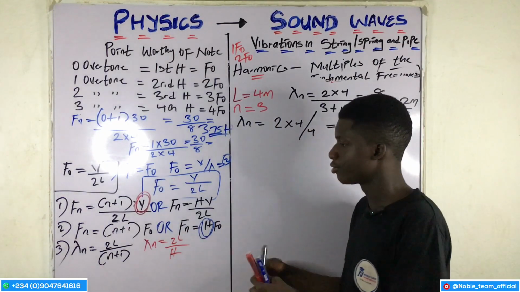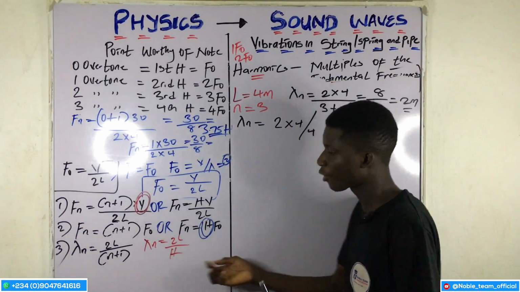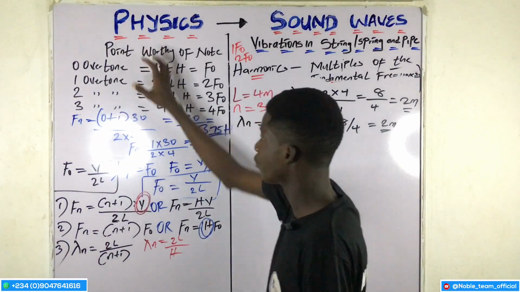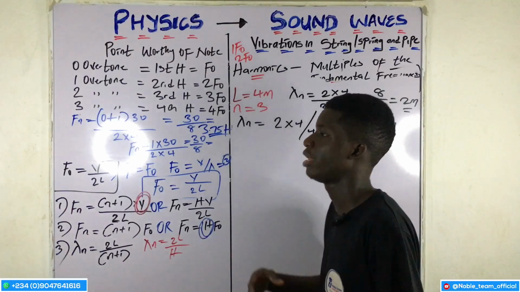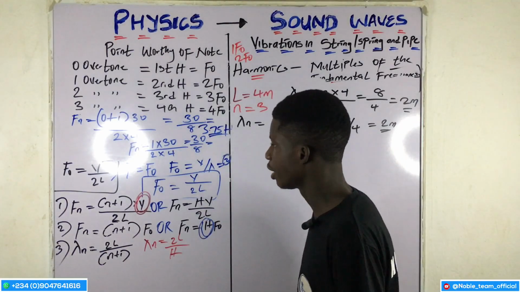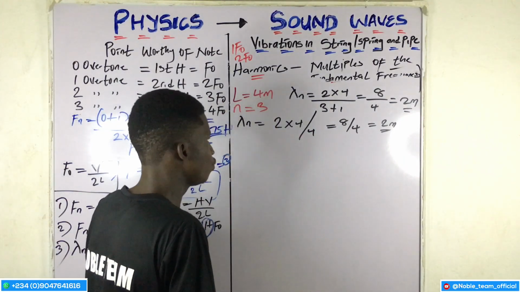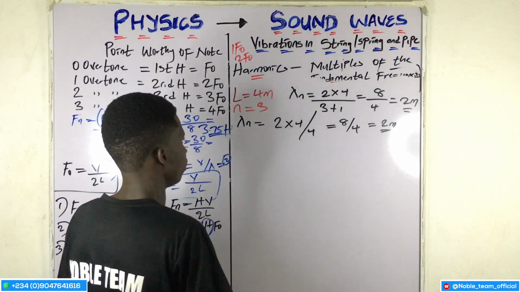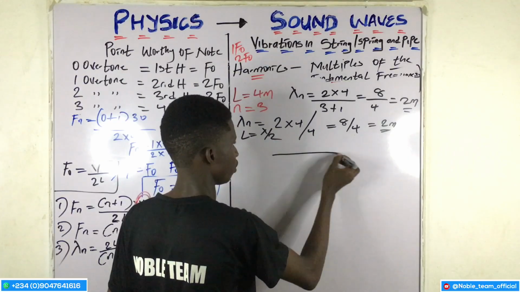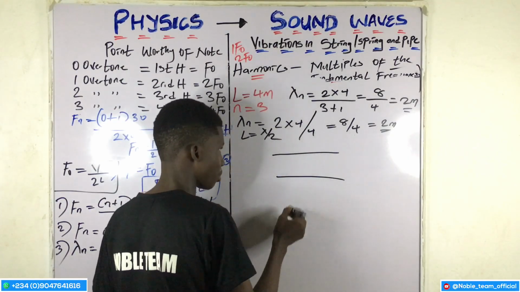Whichever one you choose to use, you know it very well. But before you can use this formula, you must know the overtone. That is why I take my time to explain overtone and harmonic before we dive into this. Okay, good. Now let's try this before we move into an open and closed pipe. So imagine I have a pipe. I want to explain something.